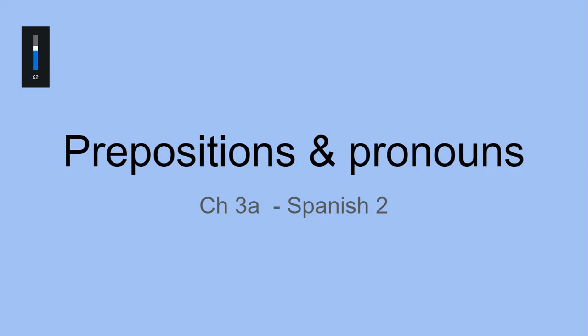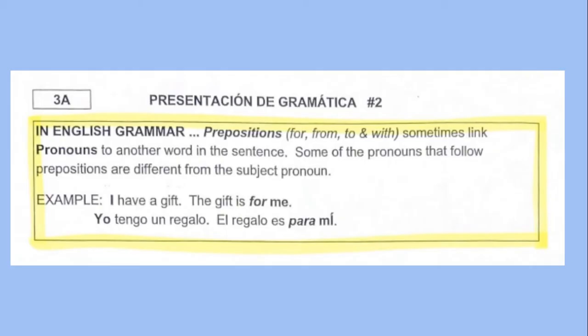All right, today we're going to go over prepositions and pronouns, and this is part of chapter 3A for Spanish 2. In English, prepositions like for, from, to, and with sometimes link with pronouns to another word in the sentence. Some of the pronouns that follow prepositions are different than the subject pronoun. For example, I give a gift. The gift is for me. That I and me are different.